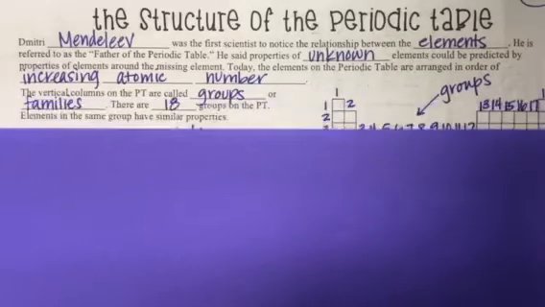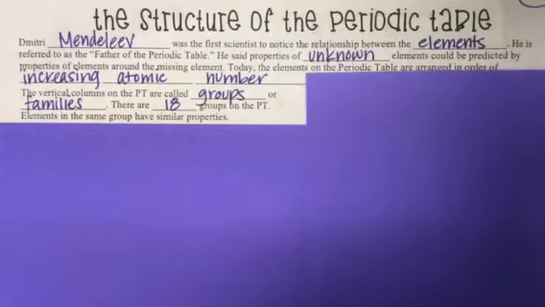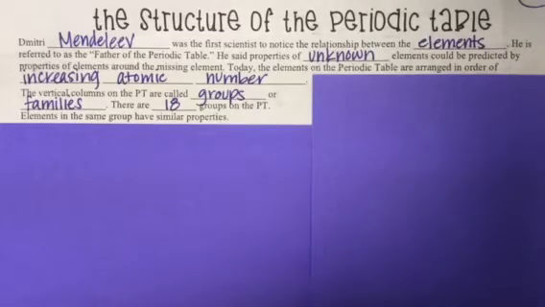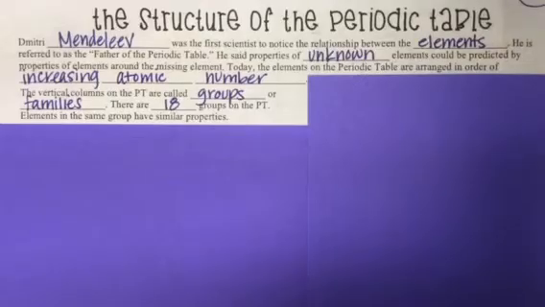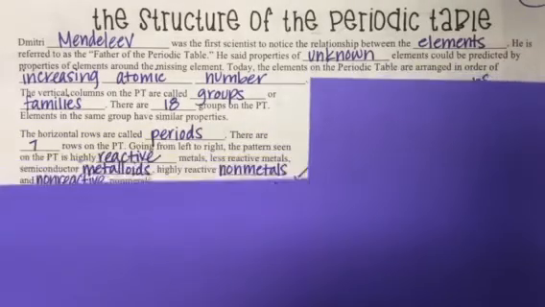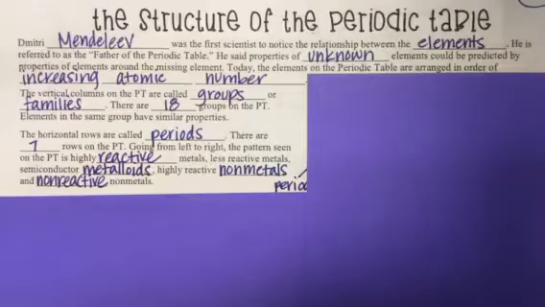The vertical columns on the periodic table, I'm going to cover this up for just a minute. The vertical columns on the periodic table are called groups or families. There are 18 groups on the periodic table, and they're arranged that way because the elements in each group have similar properties. So if they're in the same column, they have similar properties to each other. The horizontal rows are called periods. There are 7 rows on the periodic table.